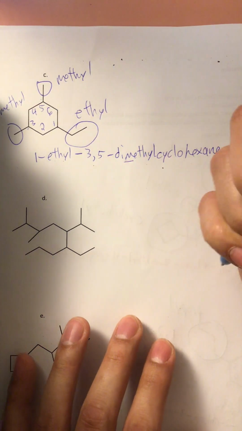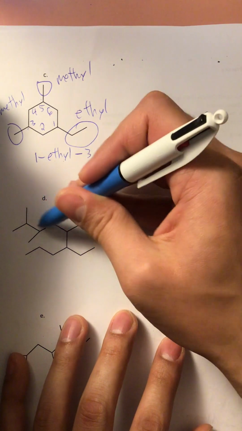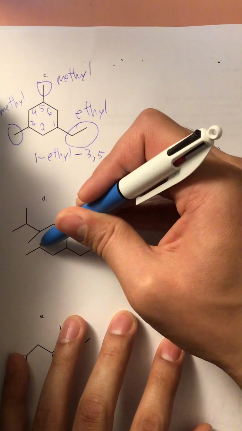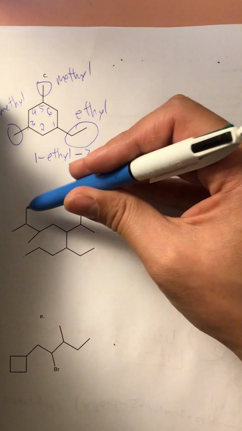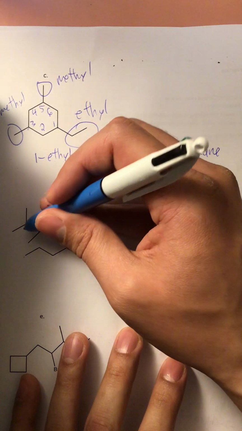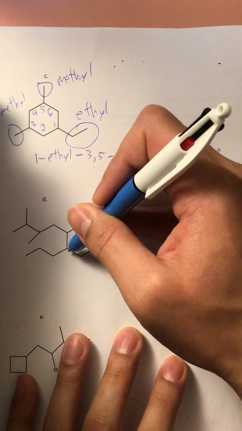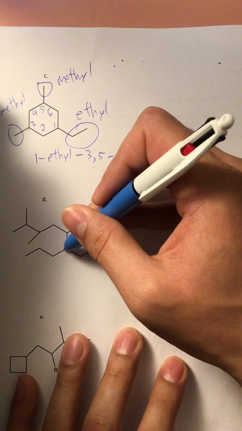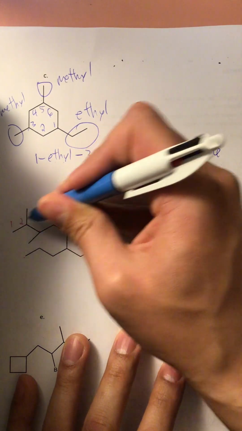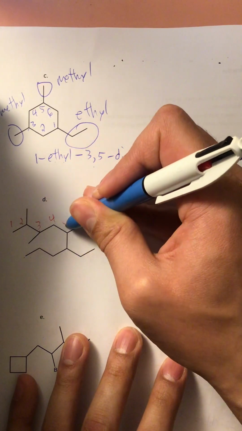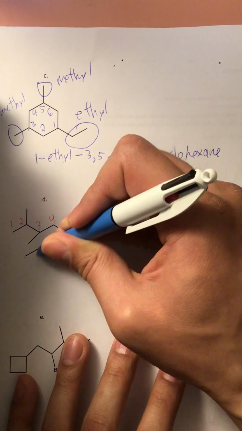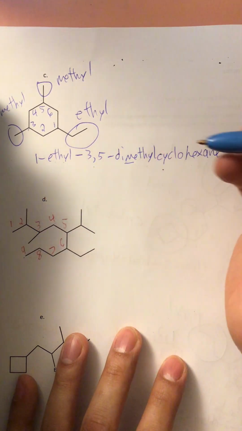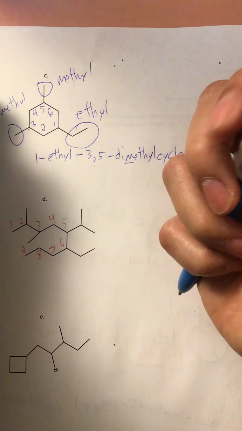All right, now let's count the longest chain. 1, 2, 3, 4, 5, 6, 7, 8, 9. Bet you that's the longest one. It might take some trial and error to find out which one's the longest chain here.